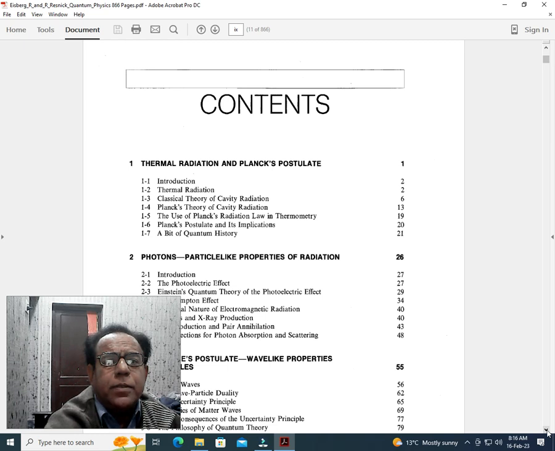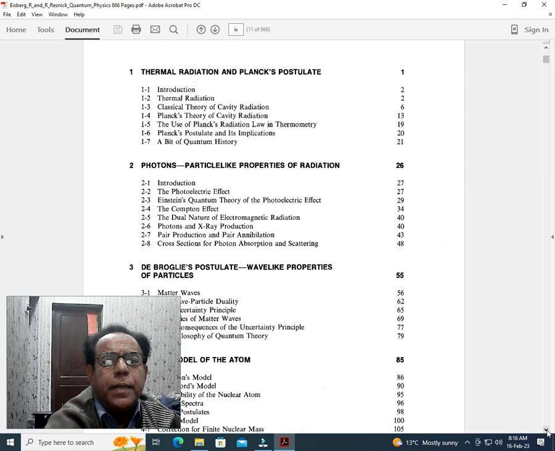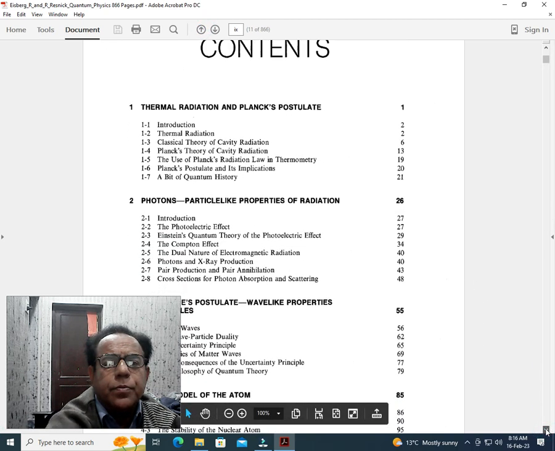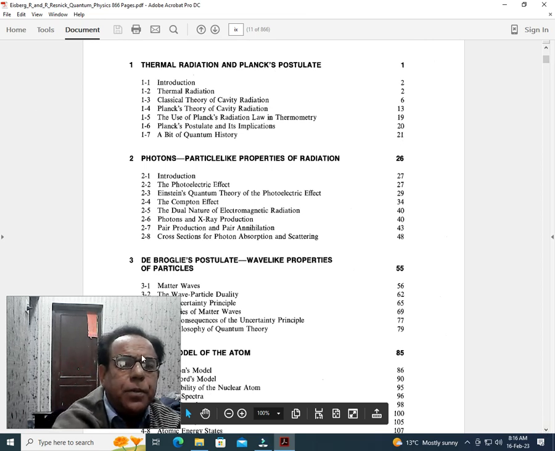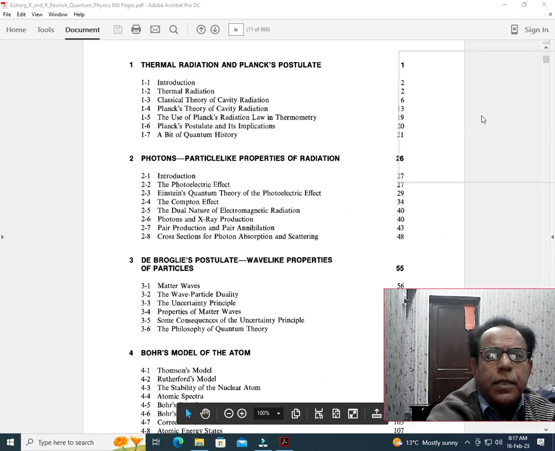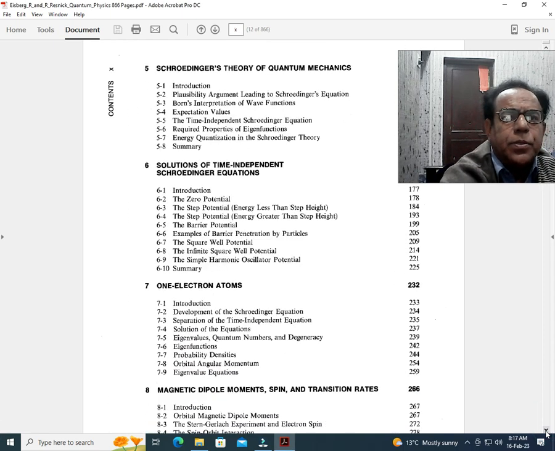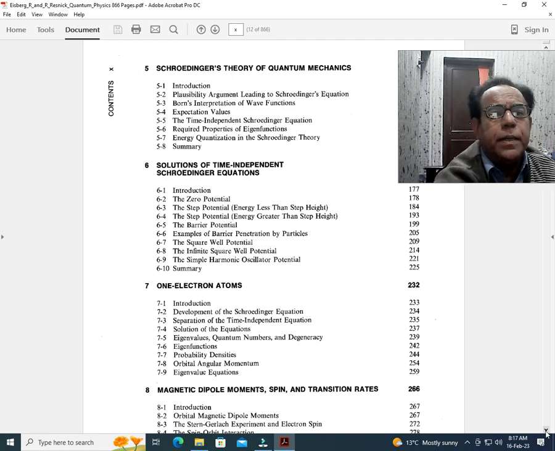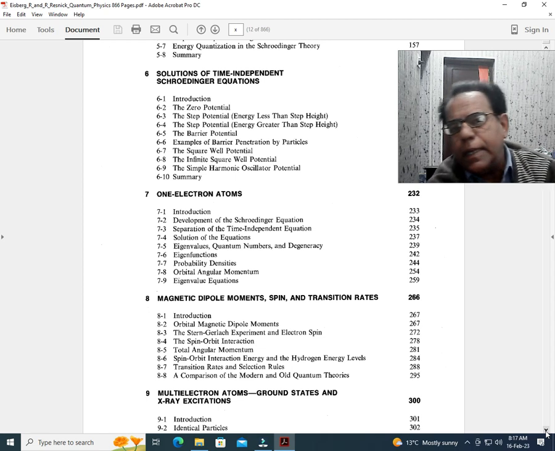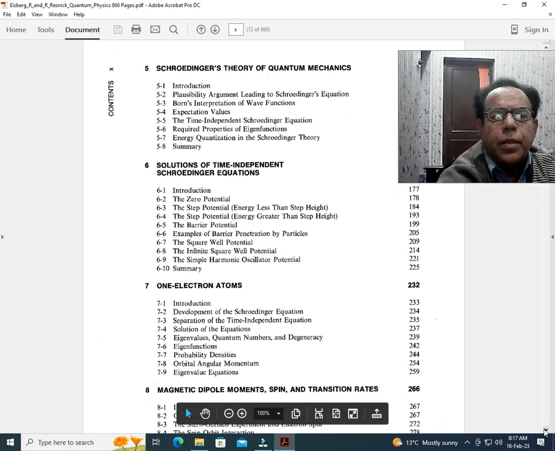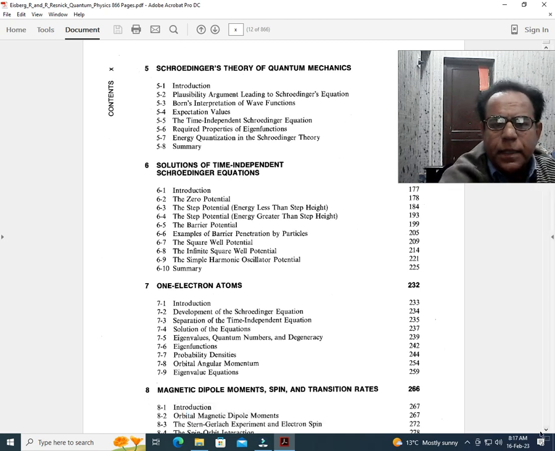Thermal radiation and Planck's postulate. Photons, particle-like properties of radiation, de Broglie's postulate, wave-like properties of particles, Bohr's model of the atom, Schrodinger's theory of quantum mechanics, solutions of time independent Schrodinger equations, one electron atoms, magnetic dipole moments, spin and transition rates.